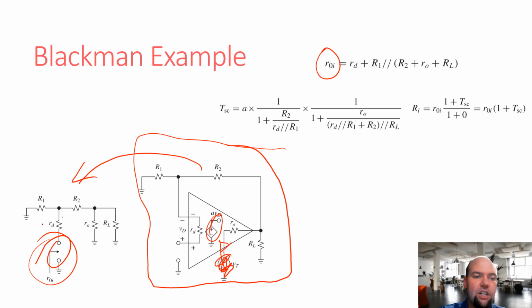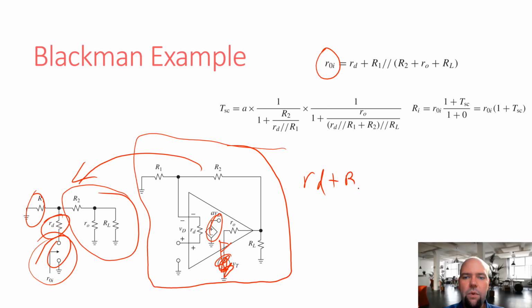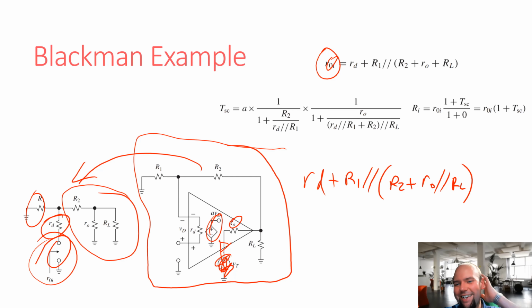In this case we're not going to do voltage dividers. We're just going to combine resistors. So RD is in series with R1 in parallel with this whole thing, and this whole thing is R2 plus R0 in parallel with RL. I should say R0.